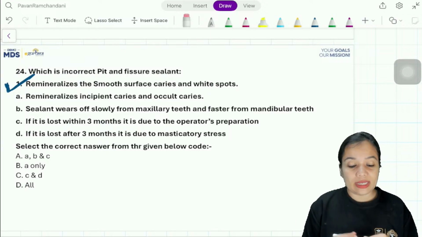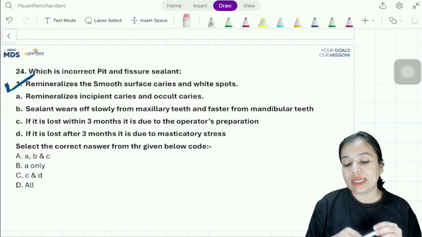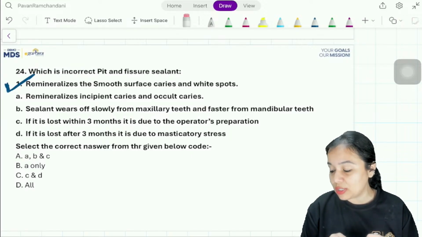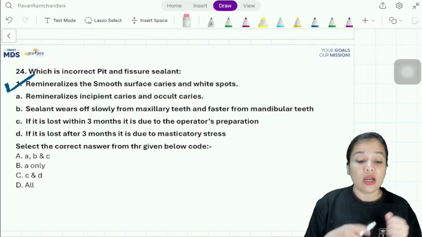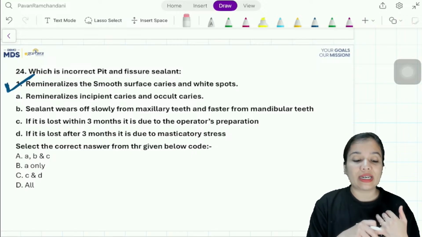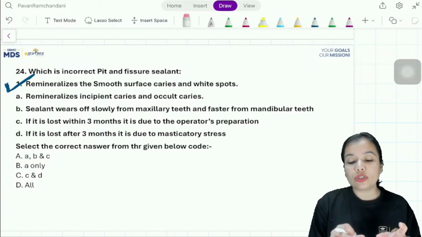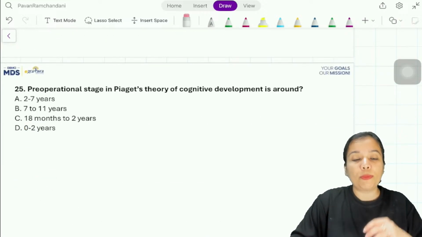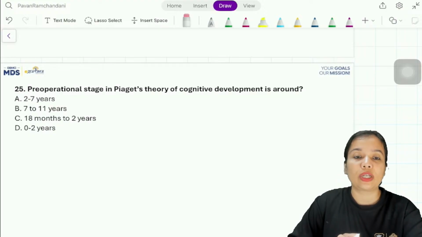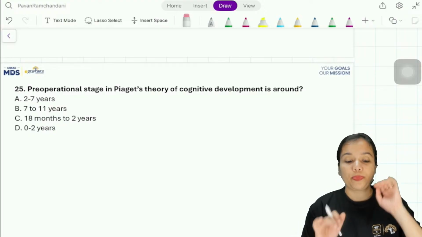Okay. Yes, if it is lost after 3 months, it can be due to the masticatory stress, Moksha. That's the correct answer. But what they've asked you is the incorrect statement about pit and fissure sealants, and that is undoubtedly A. On the smooth surface and on the white spots, you never put pit and fissure sealants. So there is no remineralizing happening there.